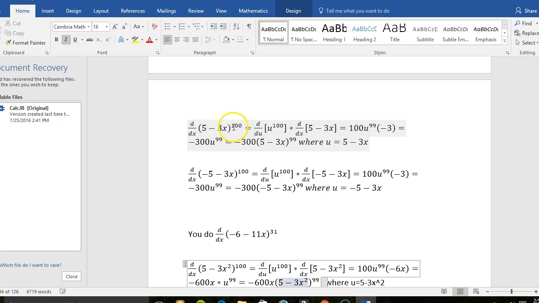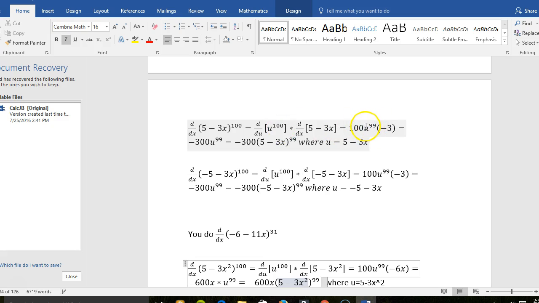Where 5 minus 3x, the whole thing is being raised to the power of 100. Remember, you replace 5 minus 3x with u. So that's d by du of u to the 100 times d by dx of the 5 minus 3x, by the chain rule. Now d by dx of 5 minus 3x, the 5 just gets killed to 0. D by dx of negative 3x is negative 3. So when we execute the derivative, this becomes negative 3, and this becomes 100 u to the 99th power. The 100 comes down, and we subtract 1 from 100 and get 99.